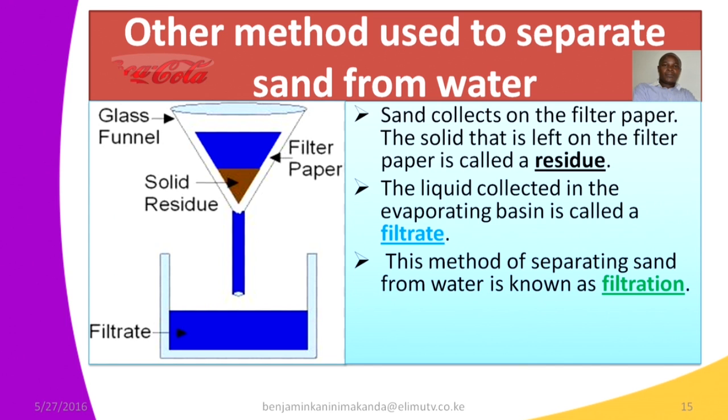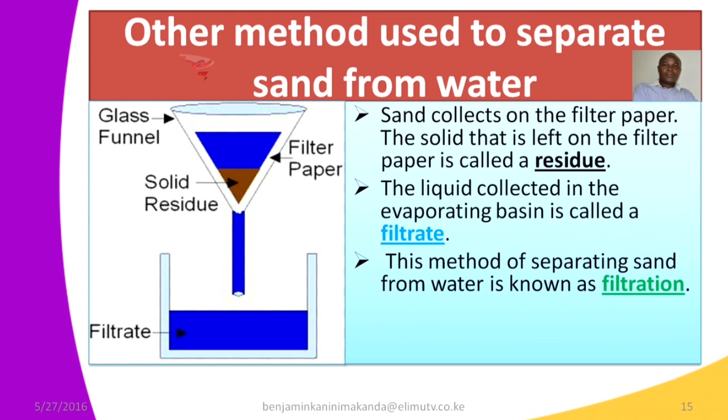Just a small assignment for you. If you're making tea at home, maybe using tea leaves, and you want your tea not to have the tea leaves, how do you get rid of the tea leaves after you've made your tea? Find out which method of separation that is. Then maybe you'll share with me in the next lesson how you can separate the remnants of the tea leaves from the tea you have just made. Which method is that? So that when we meet, you'll be able to tell me.